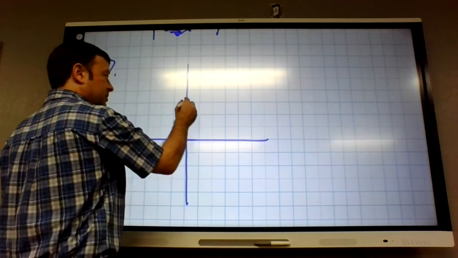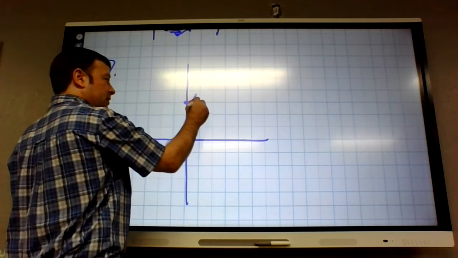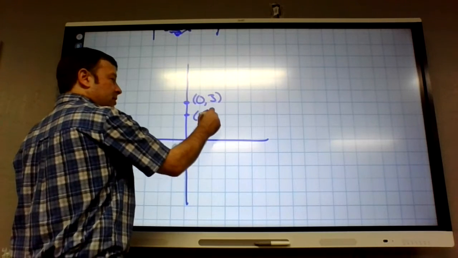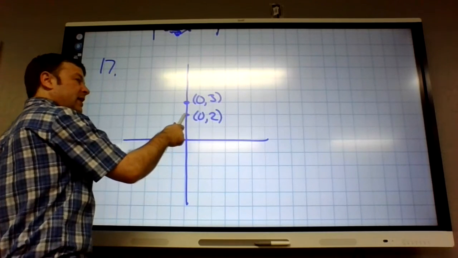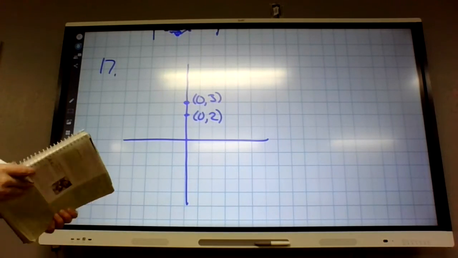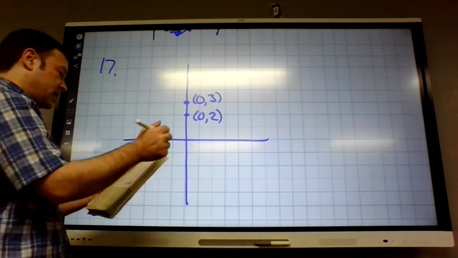Y-intercepts, wherever it's crossing the y-axis, like if it was right there, that would be at 0, 3. Or if it was right there, that'd be 0, 2. All y-intercepts have an x value of 0. So to find the y-intercept, you need to put 0 in for x.